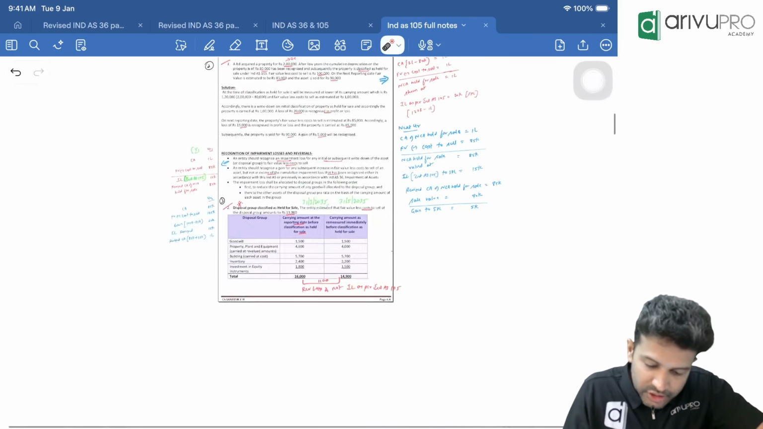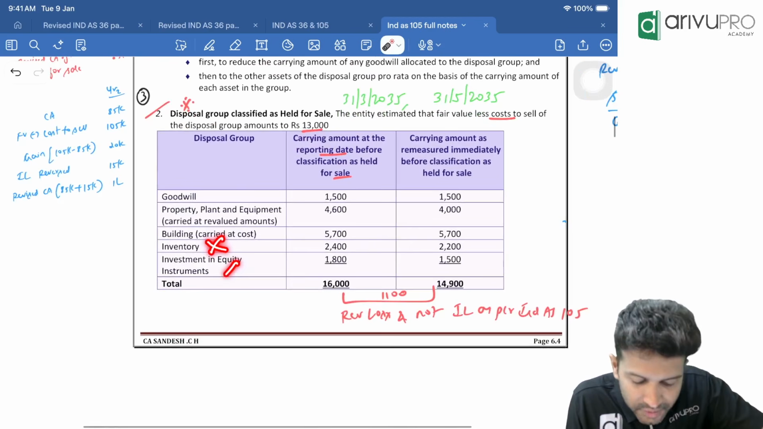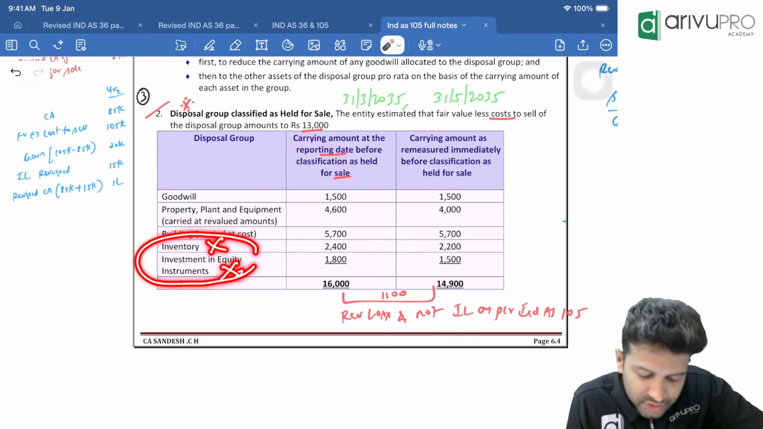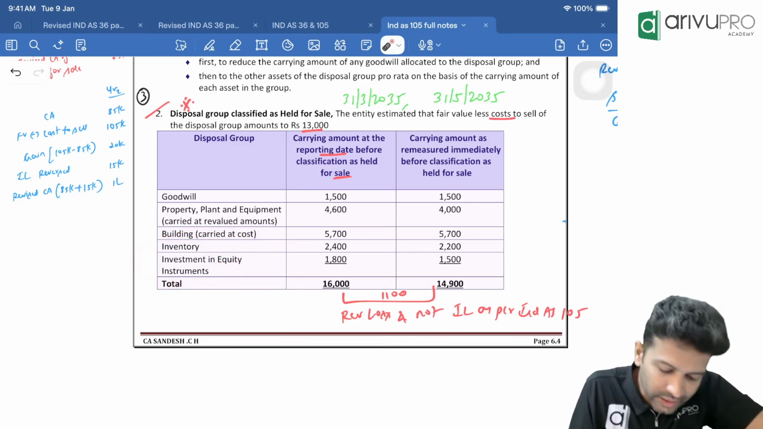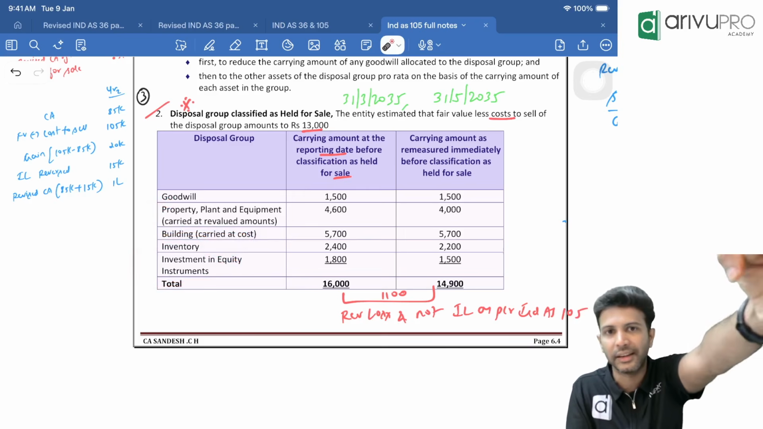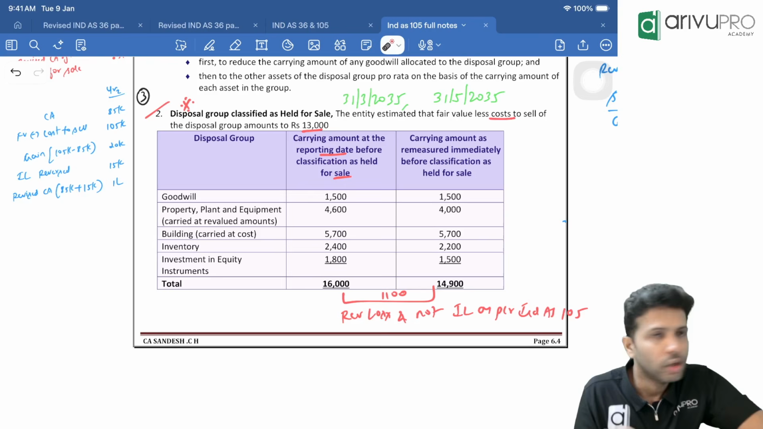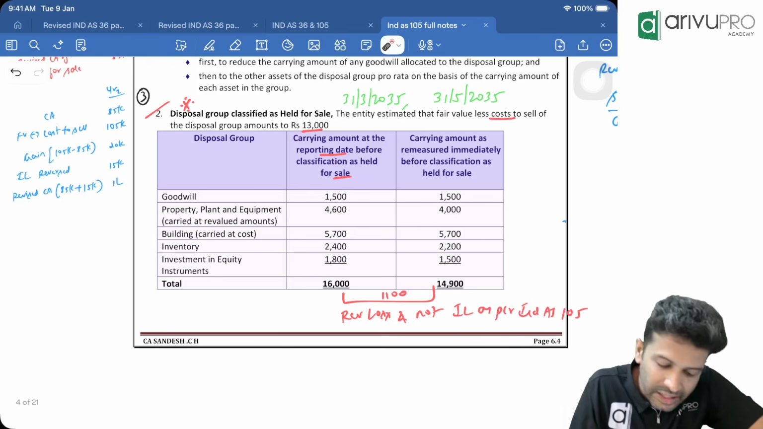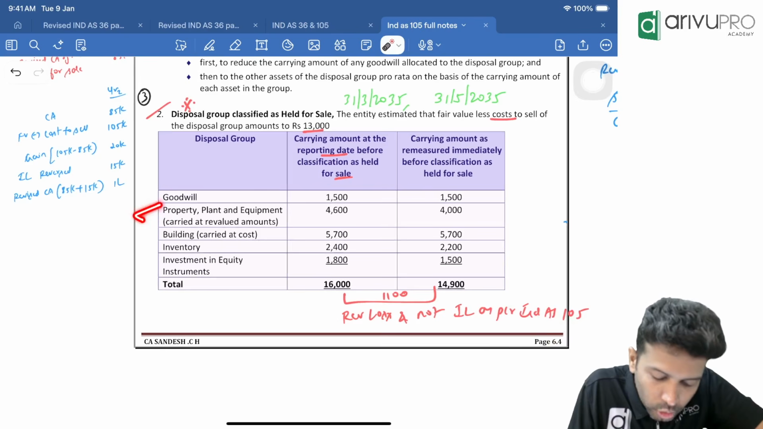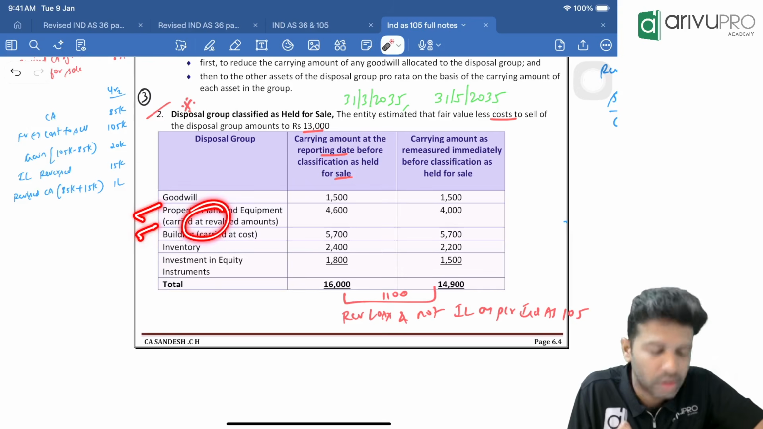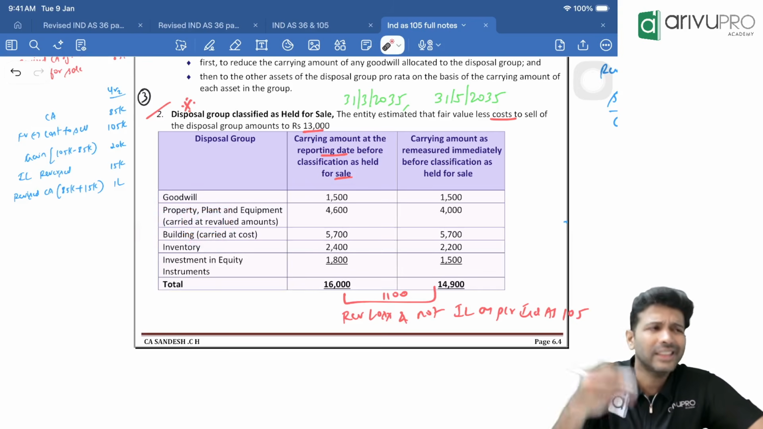Sir, here in this disposal group we have inventory and investment. Will the impairment loss be assigned to inventory and investment? No, same as Ind AS 36. You'll only give it to your owner-occupied property, investment property, intangible asset. Here intangible asset is not there, only tangible is there. So that balance 400 impairment loss will only be assigned to PPE and building, in their carrying amount ratio.